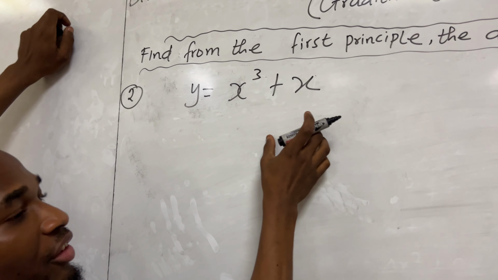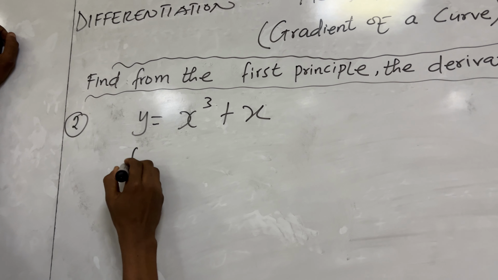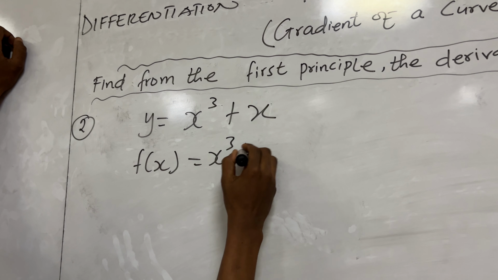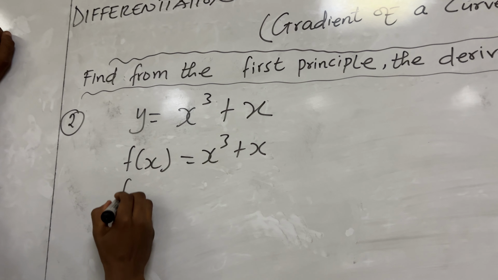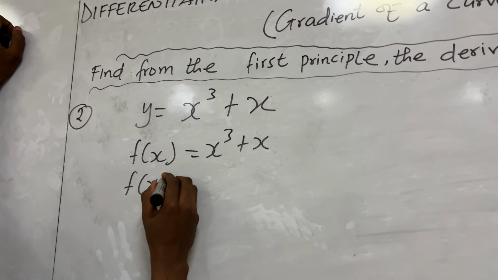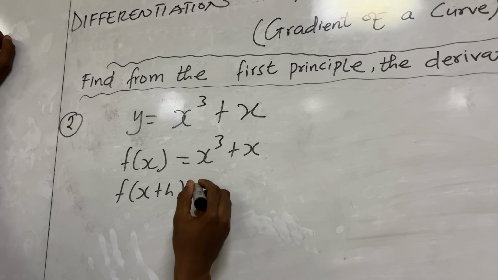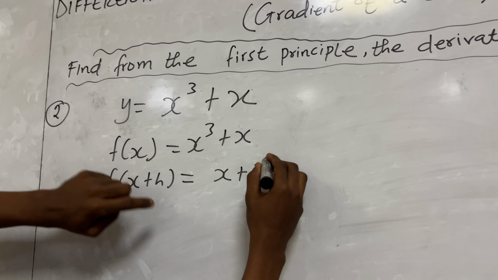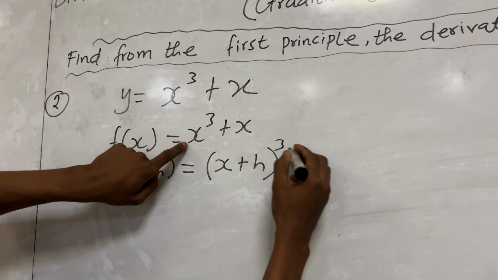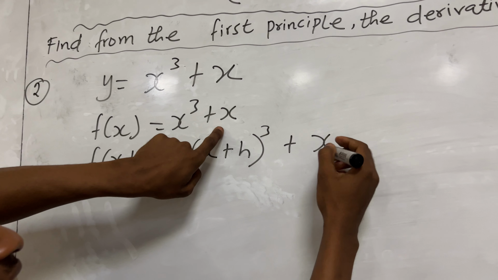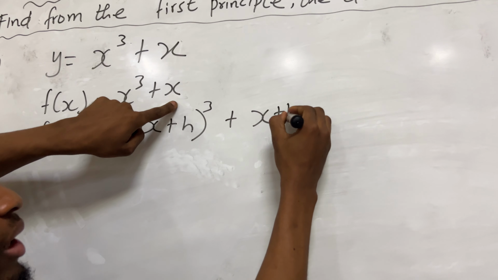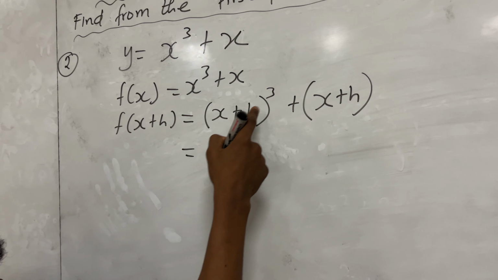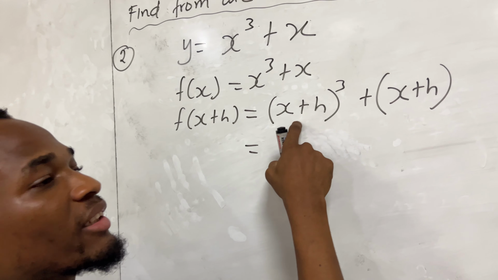When we have something of this nature, by all means we'll be looking for f of x, which is equal to x cubed plus x. And I'll look for my f of (x plus h). So wherever I see my x, I'll add h, to the power 3, then plus x again. Wherever I see x, I'll add h. So it is my duty now to expand this.